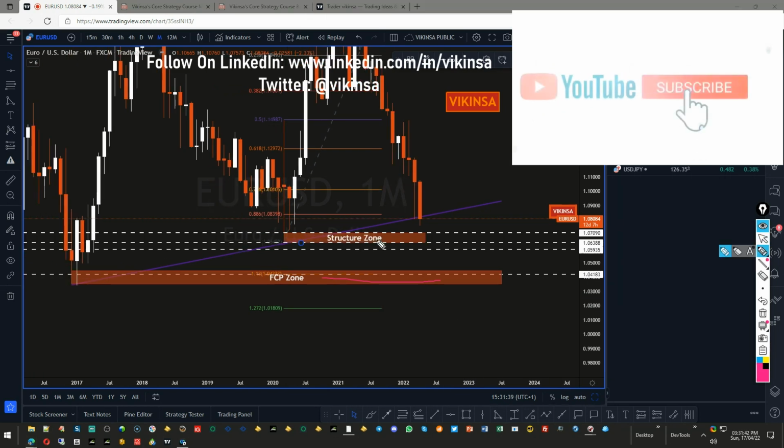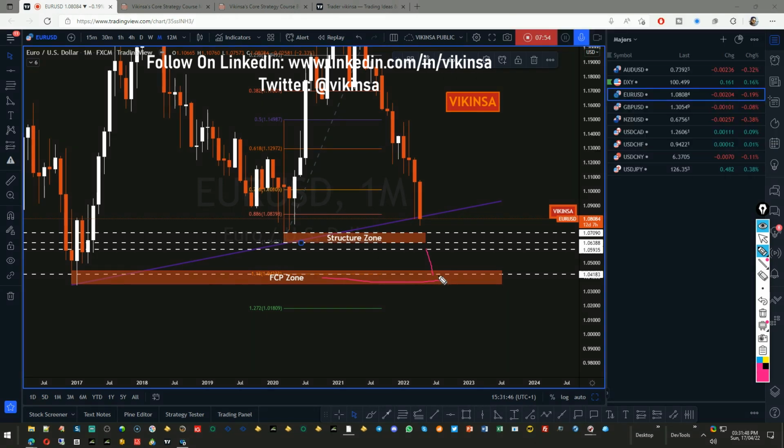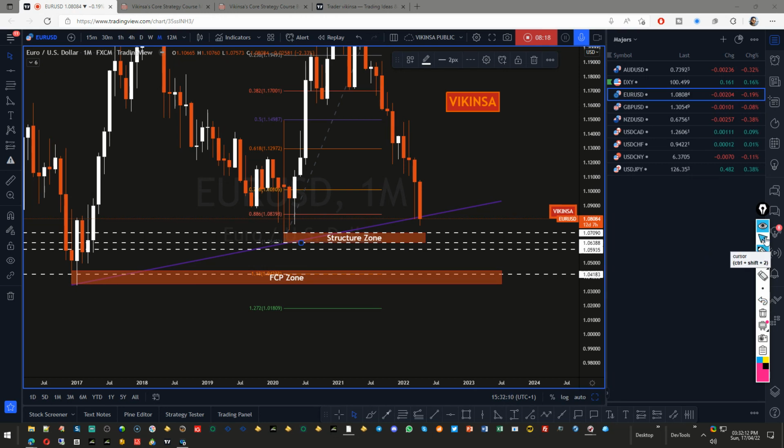And if the market continues to fall down, remember the DXY can form an extended W pattern. Same way, this Euro USD can form an extended M pattern, and in that case, it may fall down to near about 1.04183, this particular FCP zone. Okay, so this is structure zone, this is FCP zone. So this is how it is looking. It is looking bearish, but for a few days or so, it can actually try to go up because it will try to react to this trend line and minor FCP zone, which it is sitting at.